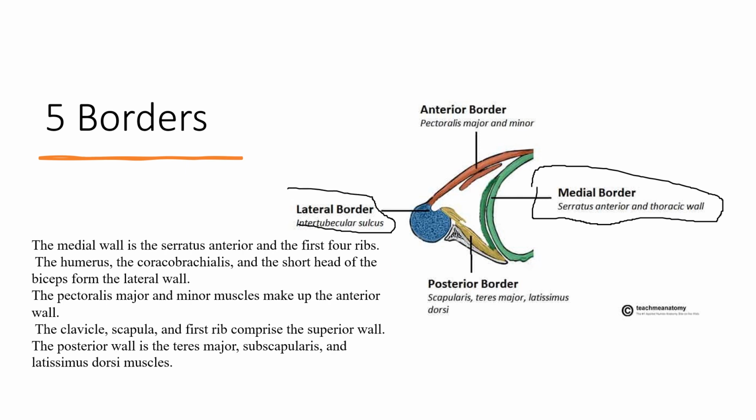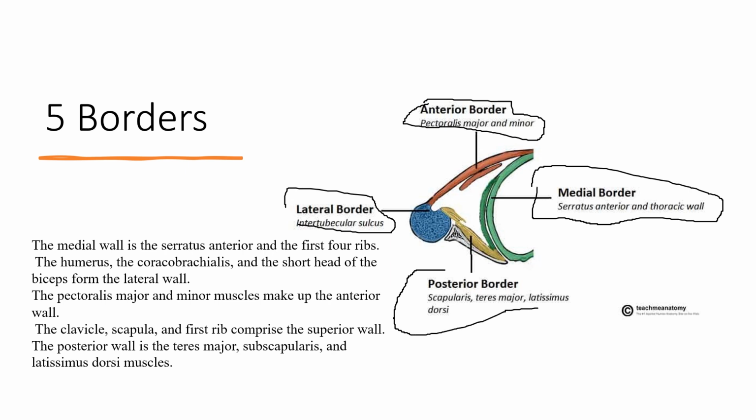Now coming to the anterior border. The anterior border is formed by the pectoralis major and minor muscles, and also the clavipectoral fascia, which is not seen in this diagram. So the anterior border is formed by three structures: pectoralis major, pectoralis minor, and the clavipectoral fascia. Now coming to the posterior border. The posterior border is formed by the subscapularis muscle, teres major muscle, and the latissimus dorsi.